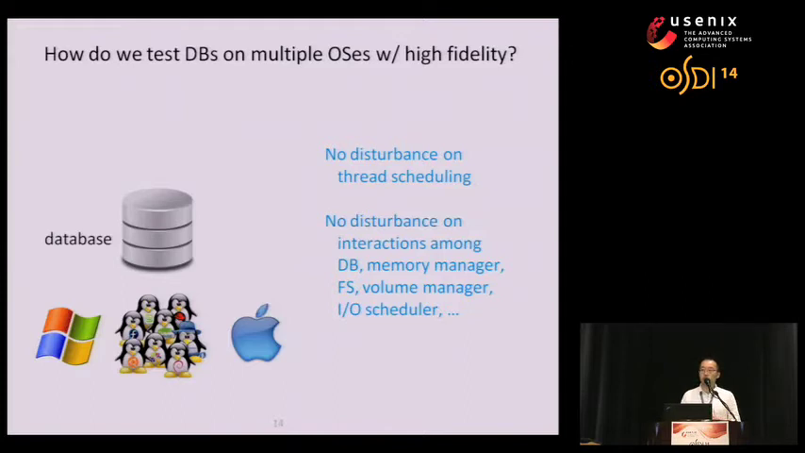So given a clearly defined fault model, how can we test databases on multiple operating systems with high fidelity? We don't want to change the thread scheduling as some previous work did because it may affect concurrent transactions. Also, we don't want to disturb the interactions among the database and the kernel components like the file system, the memory manager, the I/O scheduler, and so on. Any modification in these layers may affect the database and thus affect fidelity. So how do we do that?